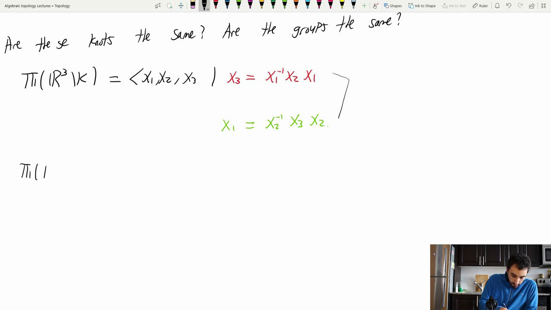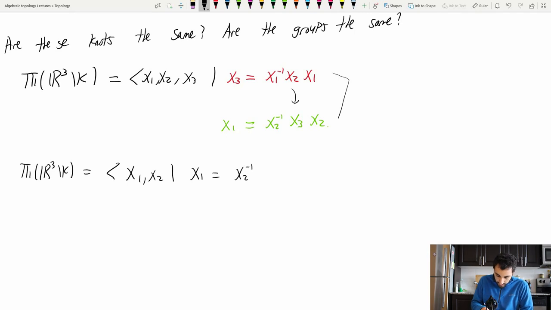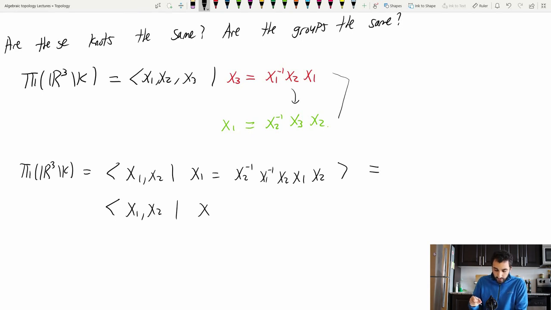So, pi 1 of R3 minus K, I'll simplify it to generator x1, and I'll replace x3 by x1 inverse x2 x1. So that will mean x1 is x2 inverse times, sub this in, x1 inverse x2 x1 times x2. This has a slightly nice symmetric way to write it, which is that if I multiply by x2, and then I multiply by x1 on the left, I get x1 x2 x1 is equal to x2 x1 x2. So it's looking a little more simple. And now I'm starting to doubt that this is the integers. But it's still not completely clear.